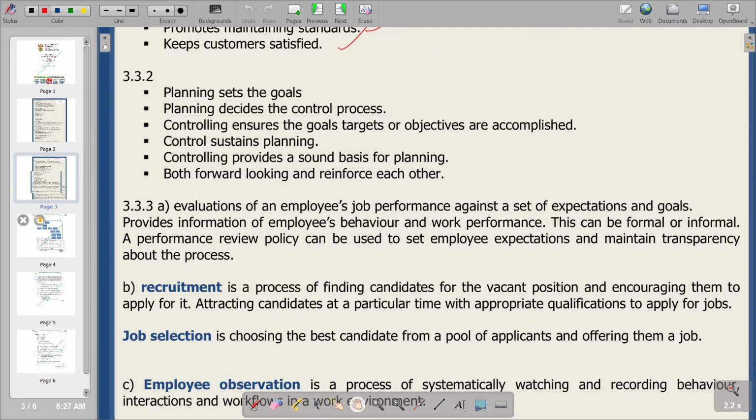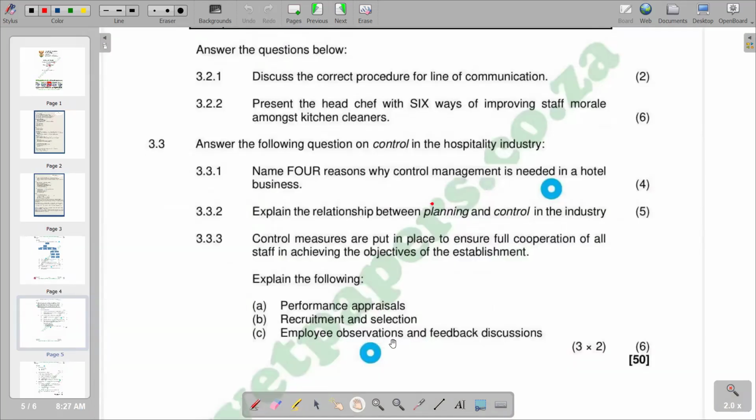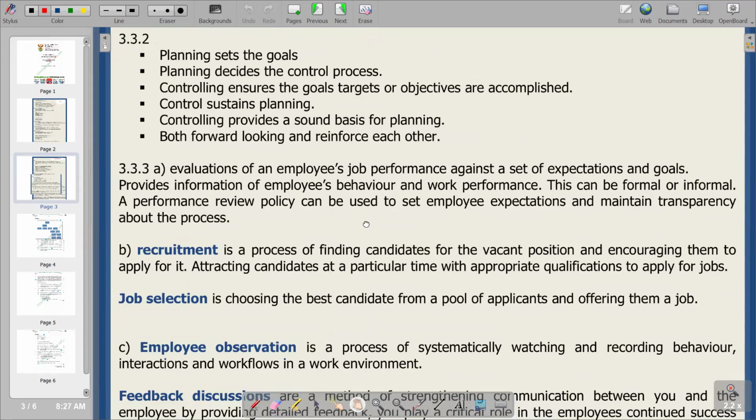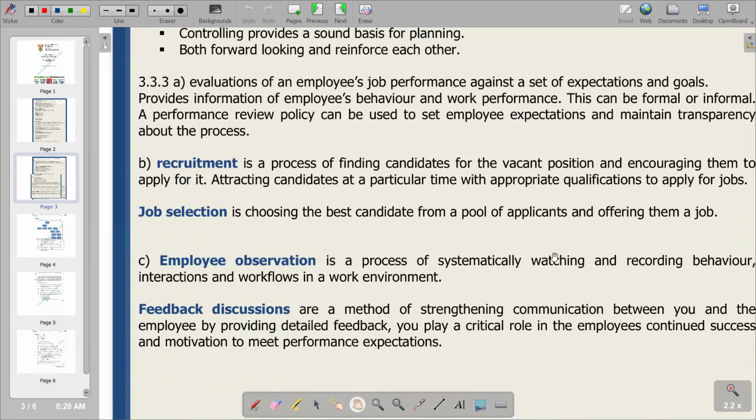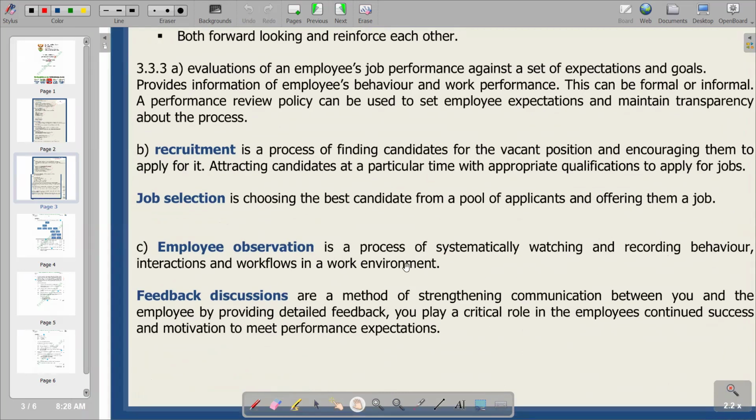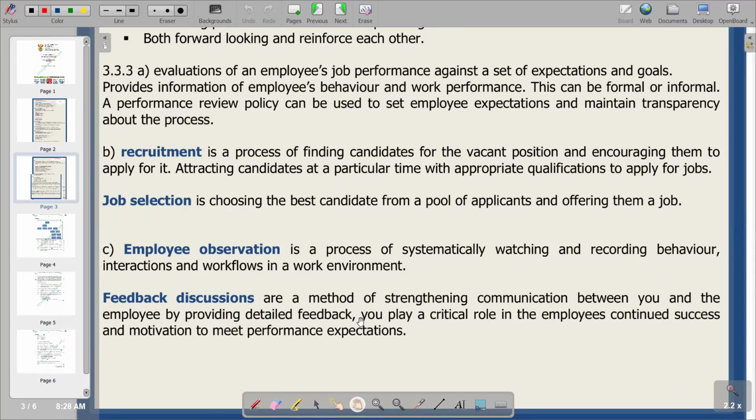But we also have employee observation and feedback and discussions, which we have answered in our other section, where we're saying employee observation is a process of systematically watching and recording behavior, interactions, and workflows in a work environment. Then feedback discussions are just a method of strengthening communication between you and the employee by providing detailed feedback. You play a critical role in the employee's continued success and motivation to meet performance expectations. So that's the explanation on feedback and discussions.